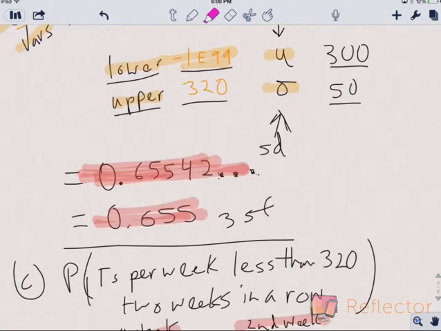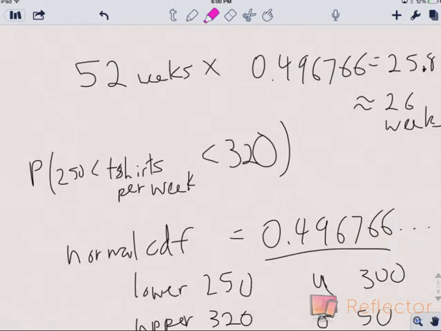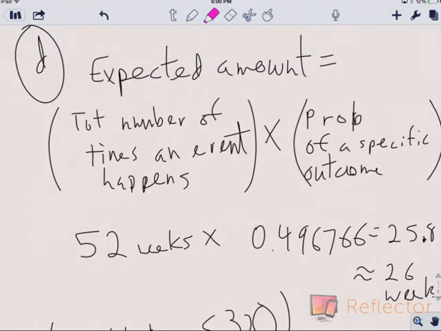What we can do is remember what expected amount is, and it's basically the total number of times an event happens times the probability of a specific outcome. In this case, we were asked about how many times in a year you would sell between 250 and 320 t-shirts in a week. Well, how many weeks are there in a year? 52. So that is our total number of times an event happens. 52 weeks in 1 year.